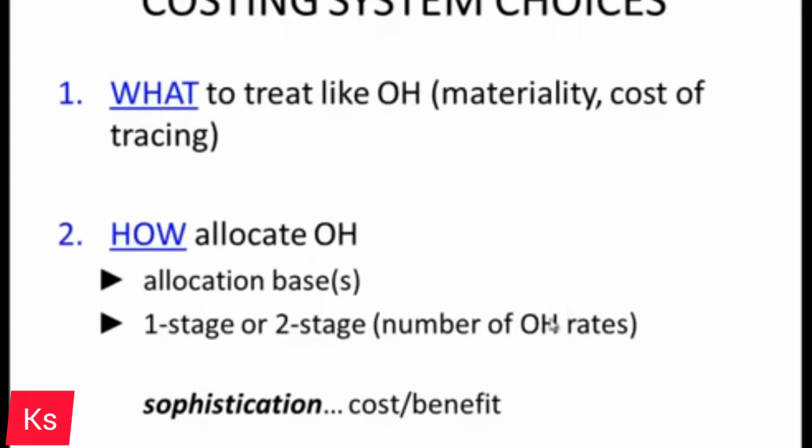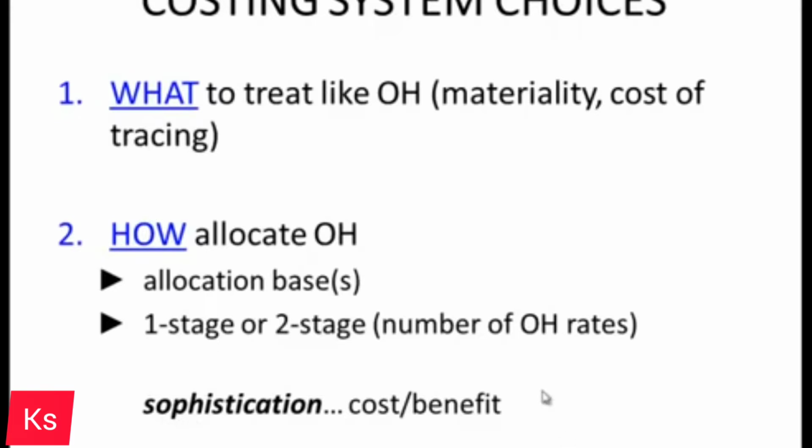Once you've decided which costs you're going to treat as overhead, the next big issue is how you're going to go about allocating that overhead. It turns out there's a lot of different ways we can do this. You have to choose, for example, what you're going to use as your allocation base. So as I alluded to a moment ago, are you going to use labor? Are you going to use labor cost? Are you going to use machine hours? Or are you going to use something else? You also have to decide if you're going to do this in a very simple one-stage system or a more sophisticated two-stage system. And this is basically a choice regarding the number of overhead rates that you're going to be using. And I'll be talking more about this in just a moment.